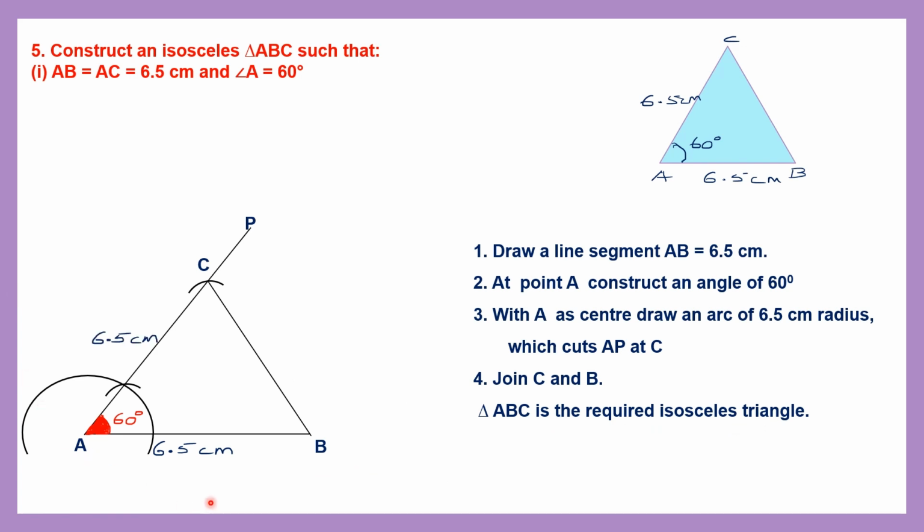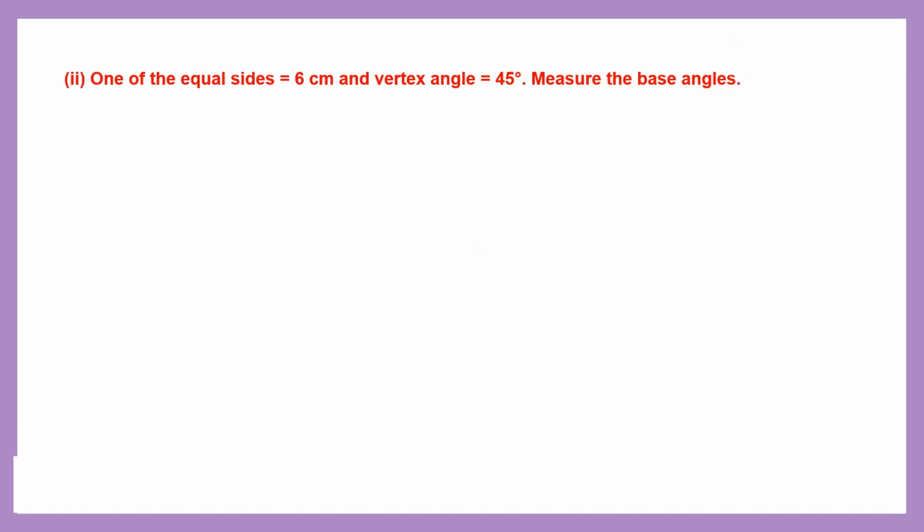So let's go back to the rough figure and see whether we have everything according to that. Here we have AB is 6.5 centimeters. Here also we have AB is 6.5 centimeters. Now AC is 6.5 centimeters. We got that also. AC is 6.5 centimeters and angle A is 60 degrees. So we have followed the instructions and constructed an isosceles triangle ABC.